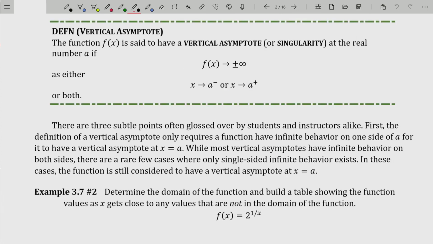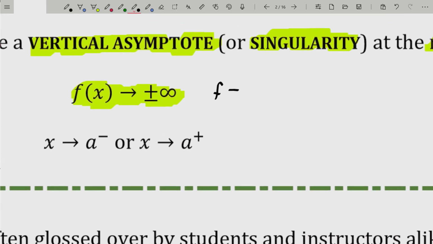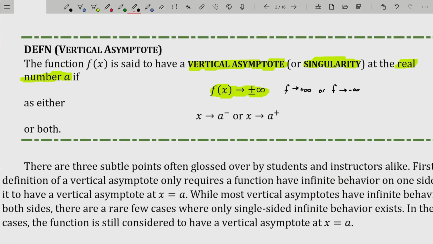And here's the true definition of a vertical asymptote, since I just said it a moment ago. The function f is said to have a vertical asymptote, also known as a singularity, by the way, at the real number a, and it has to be a real number, okay? If it is true that f is approaching either positive or negative infinity. It's not that it approaches both positive and negative infinity. It's that f is approaching either positive infinity or f is approaching negative infinity. It doesn't have to approach both, though.